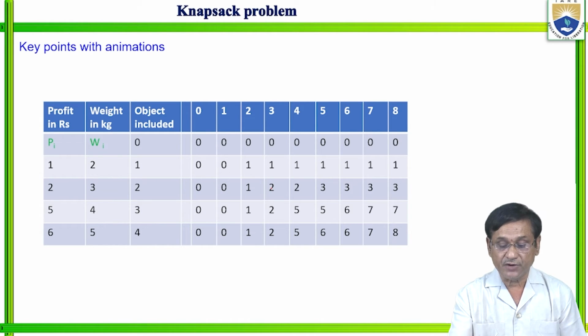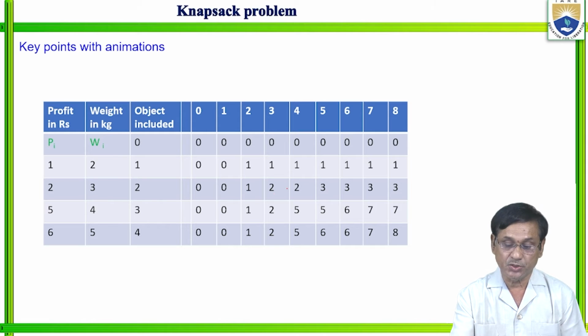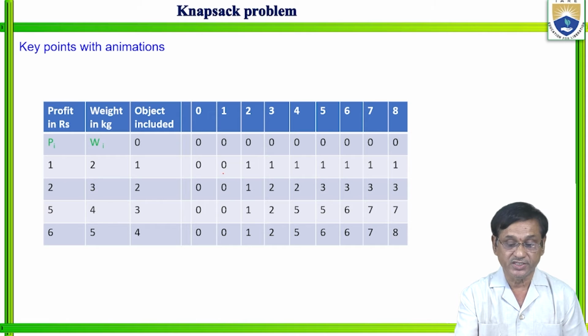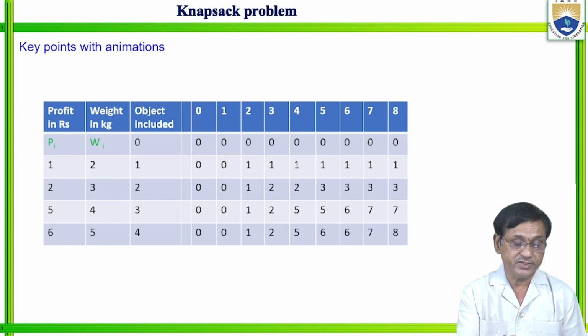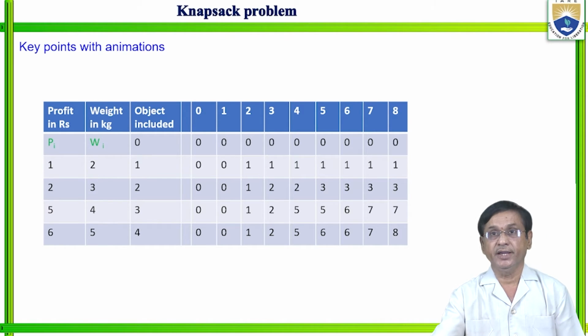Now after removing this 2 from the profit 2, the balance is 0. Now check whether 0 is there in the previous row. Yes, 0 is there, so object 1 is not included. So what are the objects included here? The second object and the fourth object are included. The solution is x2 is equal to 2, x4 is equal to 6, the remaining are zeros only. The maximum profit is 8.